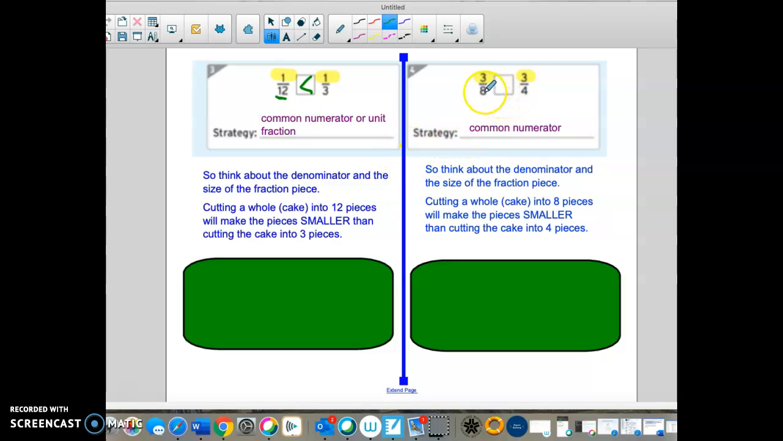So if we talk about 3 little pieces compared to 3 bigger pieces, those 3 smaller pieces have to be less than 3/4.